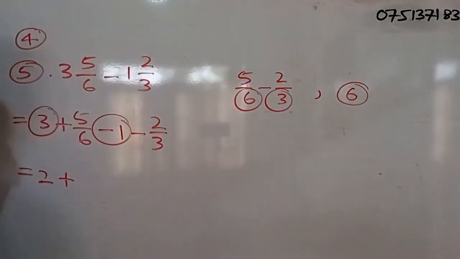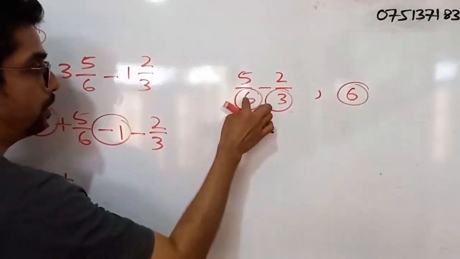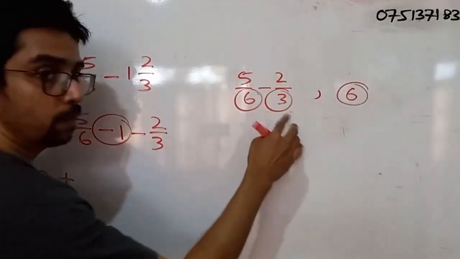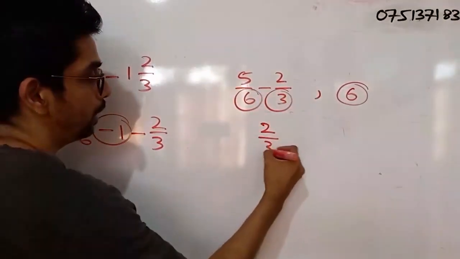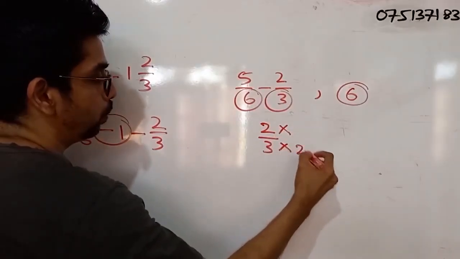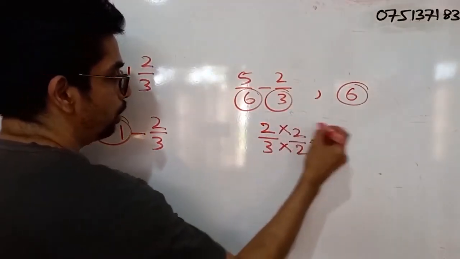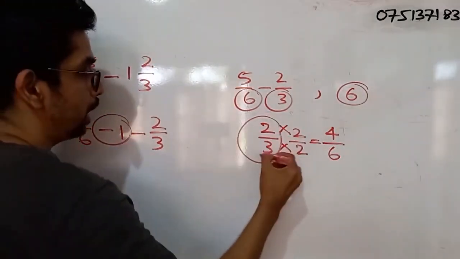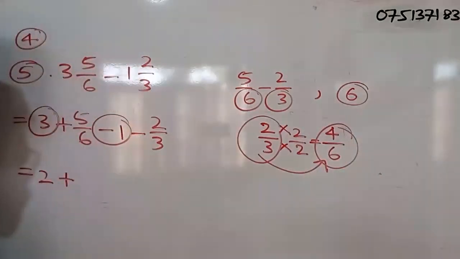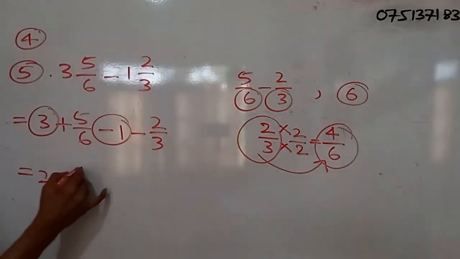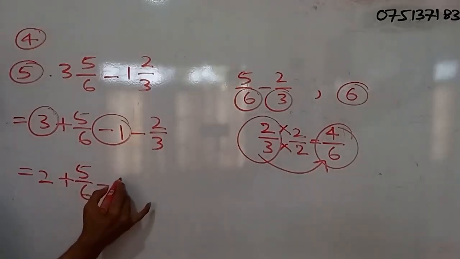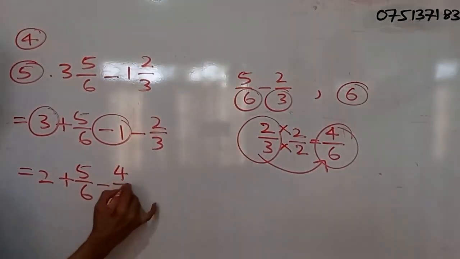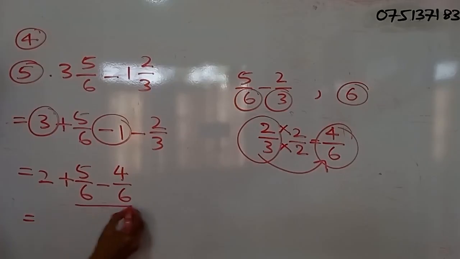6. Right? So we don't need to do any conversions to 5 by 6. 2 by 3, we have to do some conversions, no? So 2 by 3, I need to multiply the numerator by 2 and the denominator by 2. 2 times 2, we know that is 4. 3 times 2, we know that is 6. Now, 2 by 3 and 4 by 6 are what? Equivalent fractions. Okay? So, 5 by 6 minus 4 by 6. So, when we simplify this part, we get what? 2 and 1 by 6.